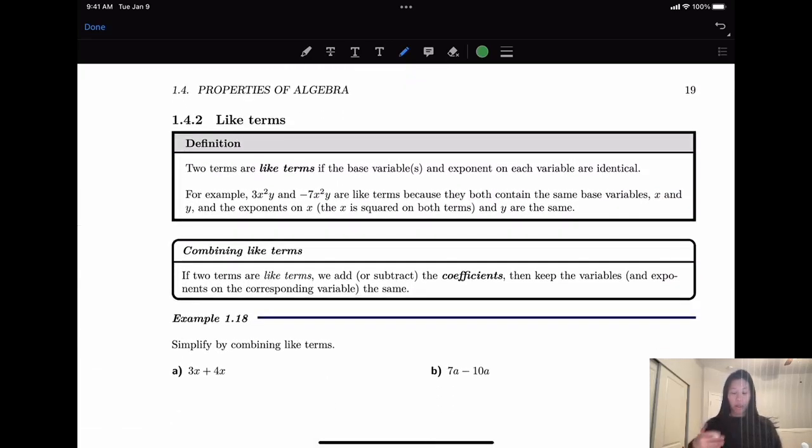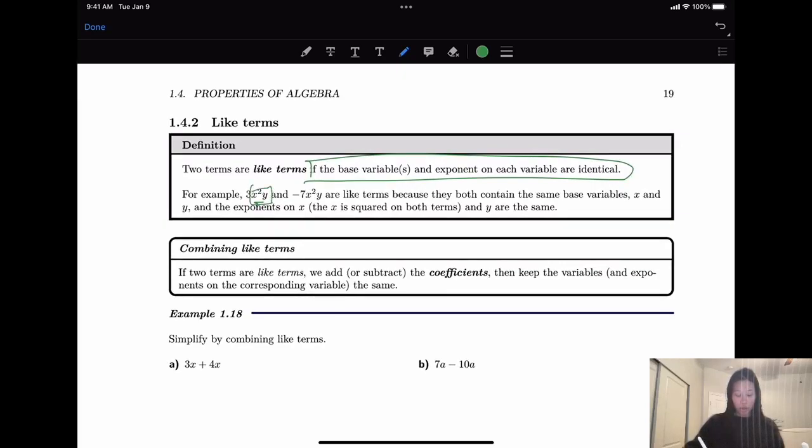So next, we want to combine like terms. So what are like terms? Like terms are terms where the base variable and the exponent on each variable are identical. For example, we have x squared y and then -7x squared y. They are alike because they both contain x squared y. But if they write something like 3xy and then -7x squared y, then they are not like terms because the exponents are not the same.